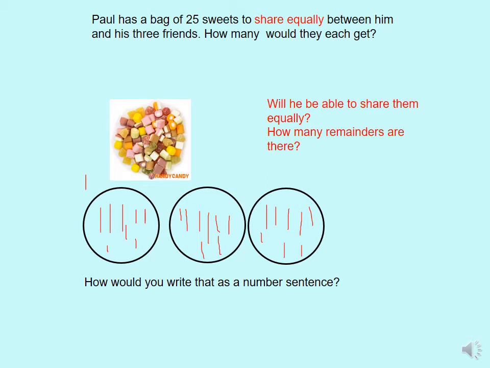So our answer would be, how many have we got? We've got 1, 2, 3, 4, 5, 6, 7, 8 in each. So they've got 8 each and there is a remainder of 1. Okay, so 25 divided by 3 equals 8 remainder 1. Okay, because in order for them to have the same amount each, you have to keep 8 in their circle.